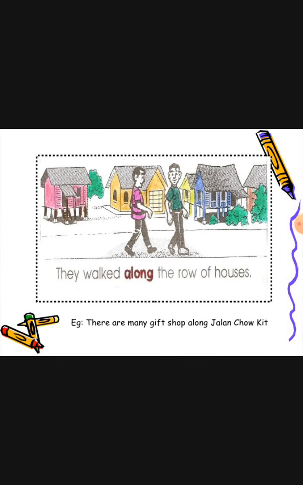Now, they walked along the row of houses. We can see in this picture that along the road, by the side of the road, there is a row of houses and they are moving. So when you are moving along the row of houses, the houses are coming on either side of you, maybe this side or this side, and you are moving along with them. So here we can say that they walked along the row of houses.